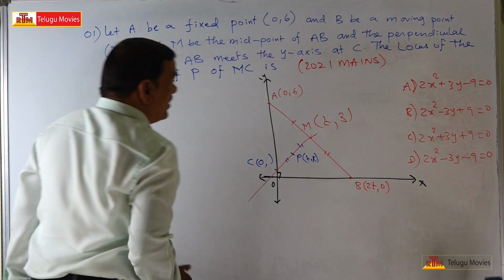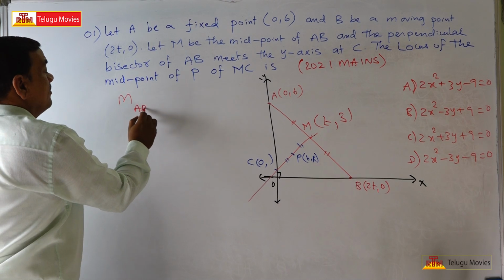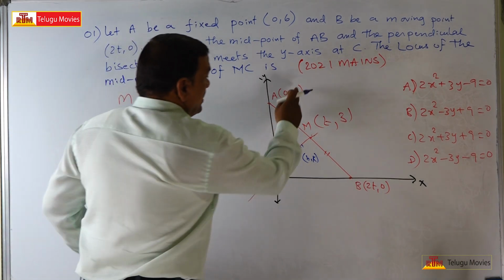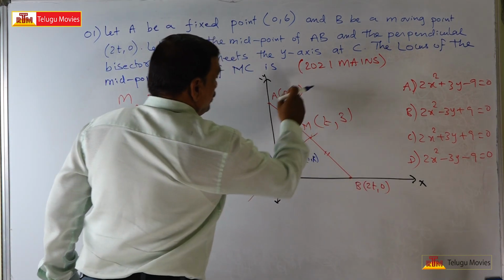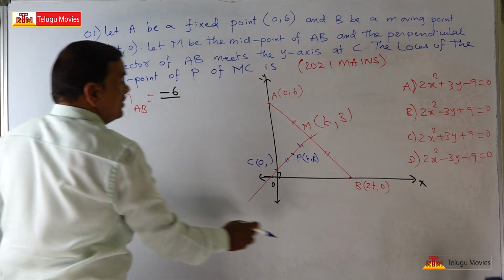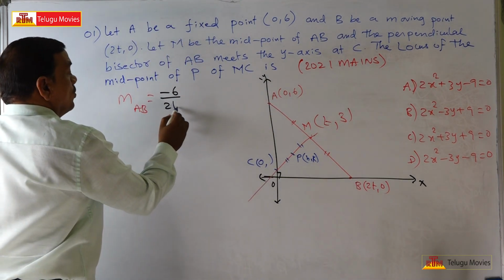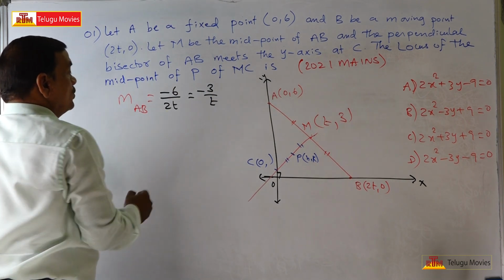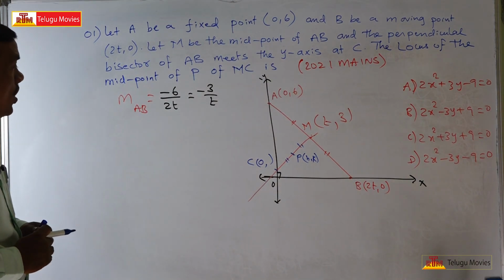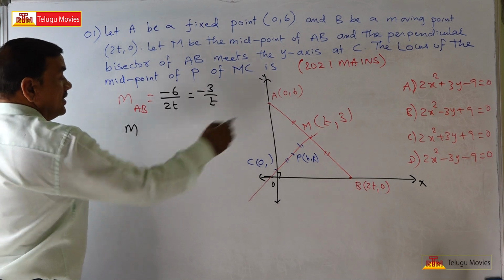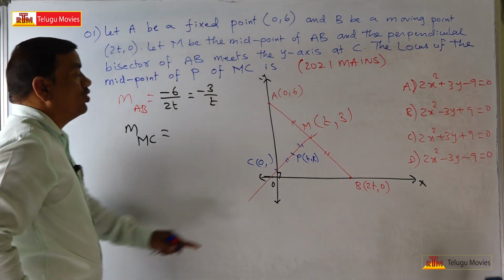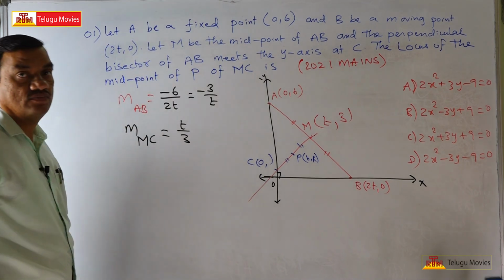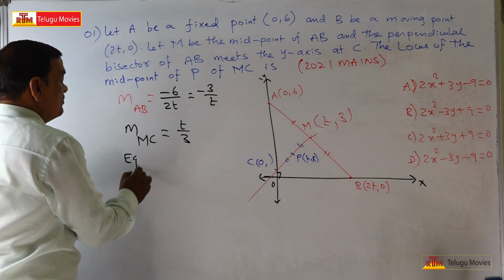First, find the slope of AB. The slope of AB is (y2 minus y1) by (x2 minus x1), so (0 minus 6) by (2t minus 0), which is minus 6 by 2t, equal to minus 3 by t. Now, what is the slope of MC? We know that both lines are perpendicular, so m1 times m2 equals minus 1. So the slope is t by 3. What is the equation of MC?